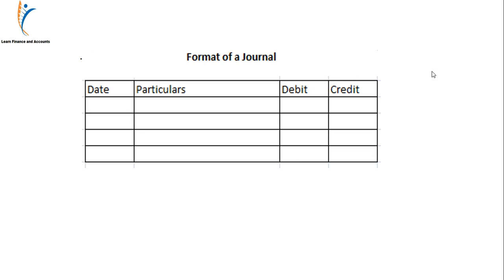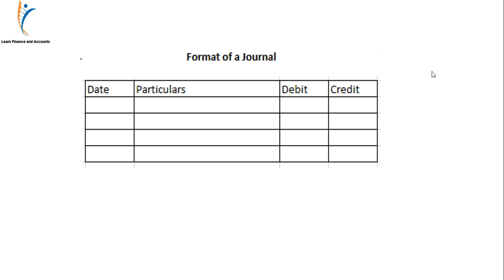So we are going to write these transactions in a book called journal. Every book has a format, so the journal also has a format. In the format of the journal, there are four columns. What are the four columns? The first column is date, second column is particulars, third is debit, and fourth is credit.